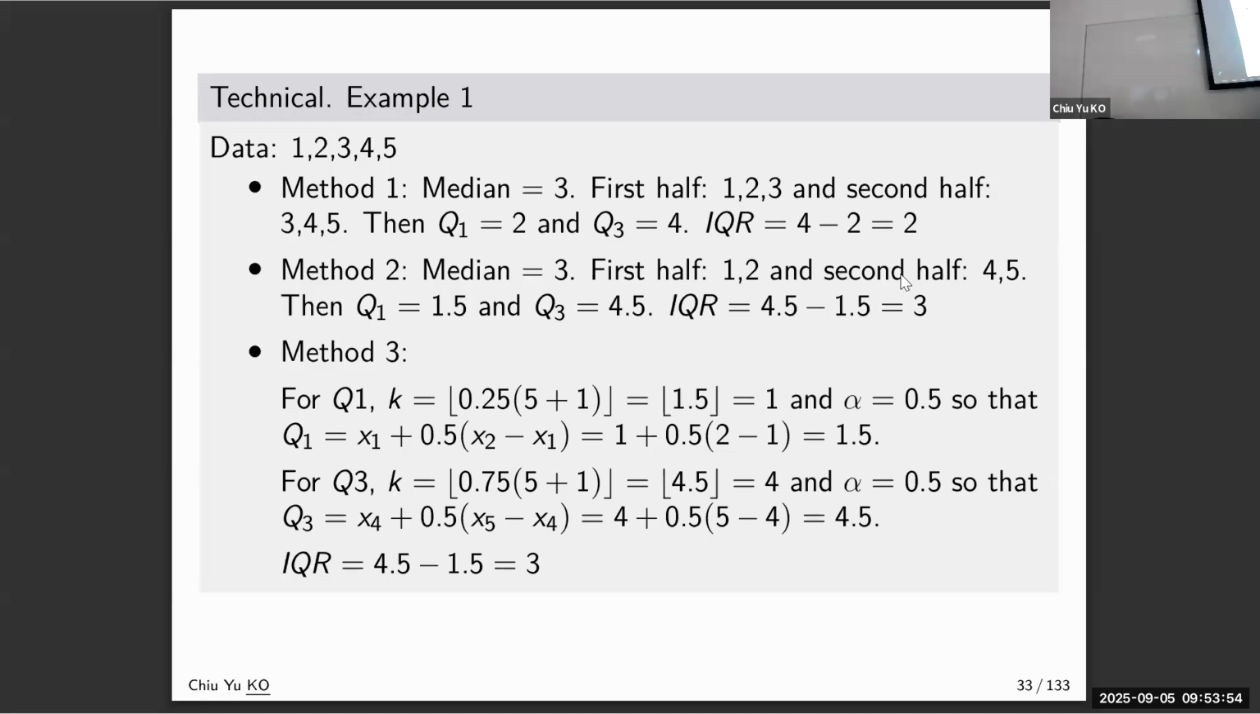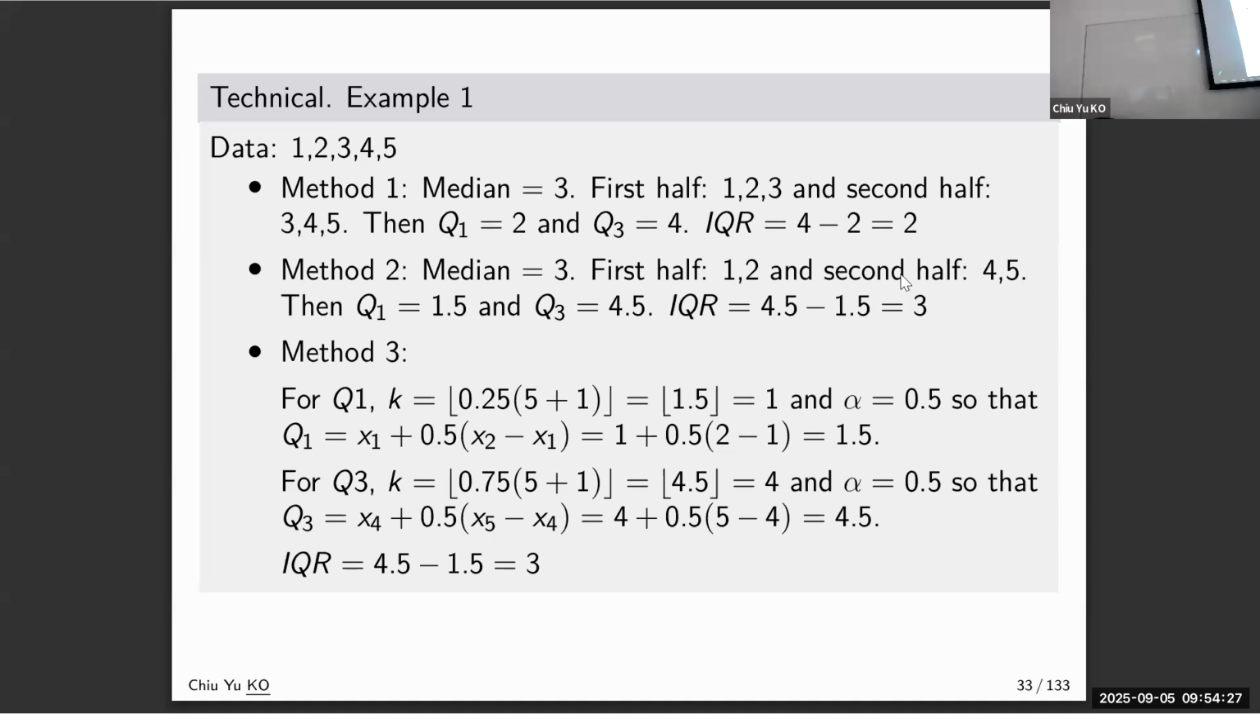But the median need not be included, right? Because you can use method 2. If you use method 2, then the first half is just 1, 2, right? The median will be the average of 1 and 2, which is 1.5. And the median of the second half, which is 4 and 5, is 4.5. So the IQR is 3. So that means that the method does matter, right? It looks less simple, right? With a middle guy, whether you include it or not, it doesn't change anything.